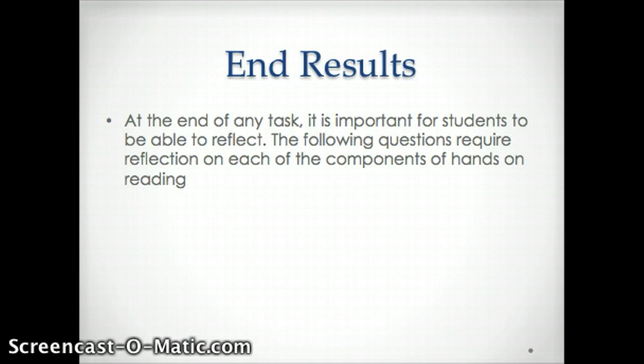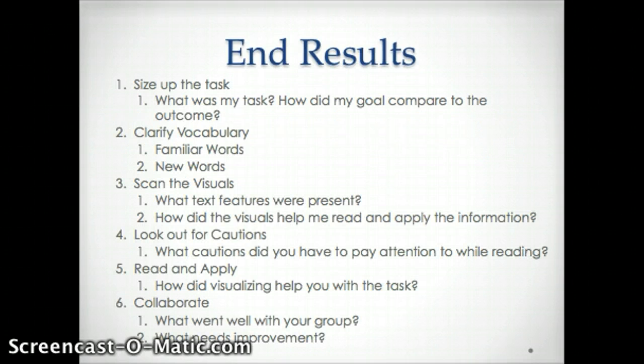At the end of the task, it is important for students to be able to reflect. The following questions require reflection on each of the components of hands-on reading. Number 1, size up the task. Students need to identify what was my task and how did my goal compare to the outcome. Number 2, clarify vocabulary. Students should be able to identify familiar words and new words.